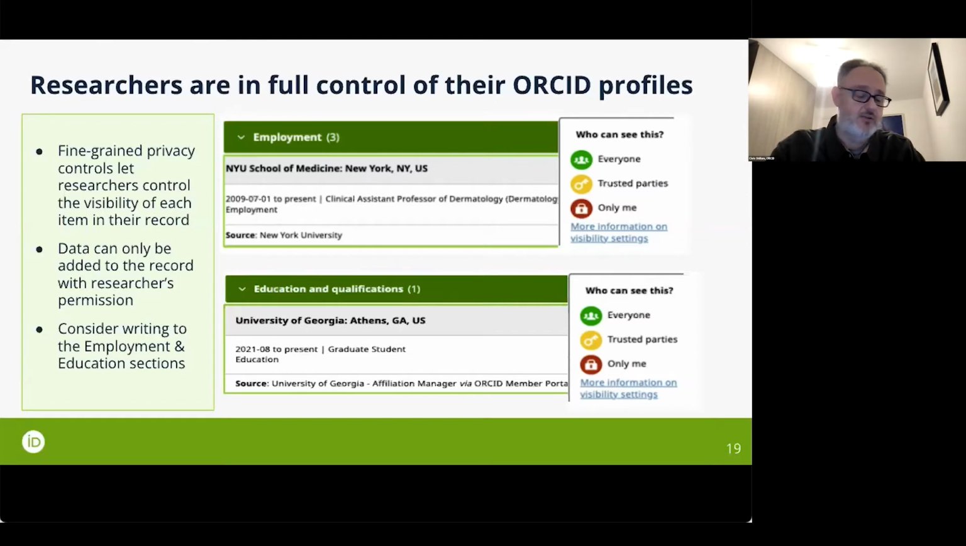But they can also choose to restrict data so that only they can see it, for example, their email address. Maybe they don't want people to have access to that. And then also there's an option only to provide access to trusted parties, organizations who they've chosen to give access to their data.